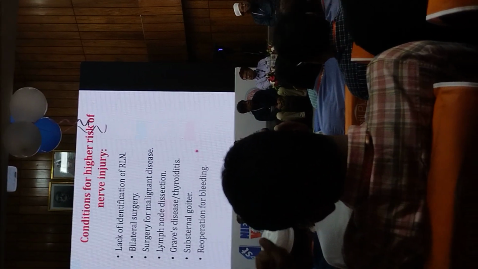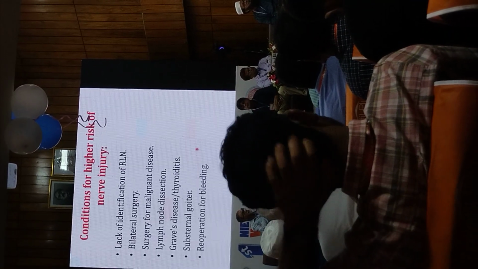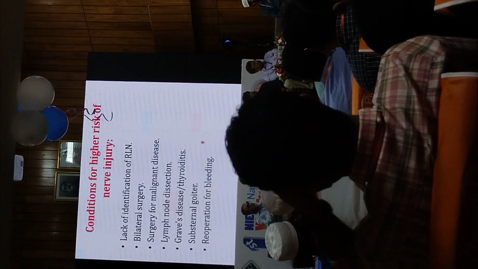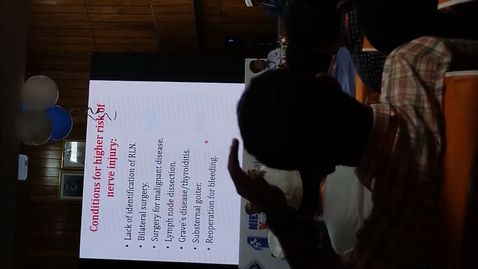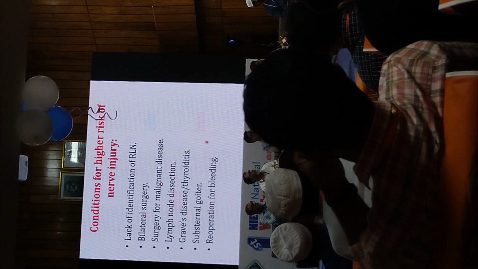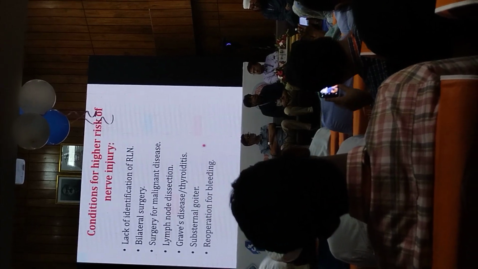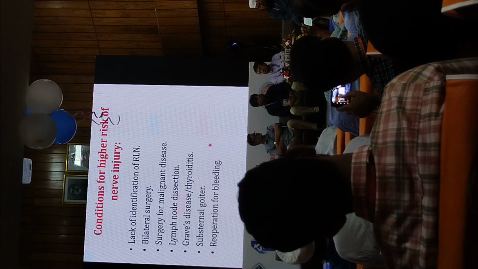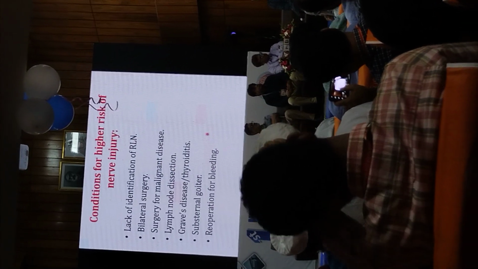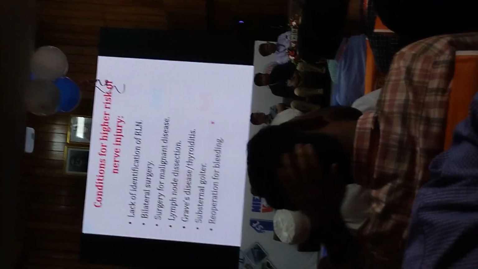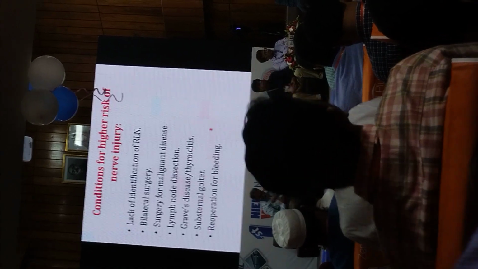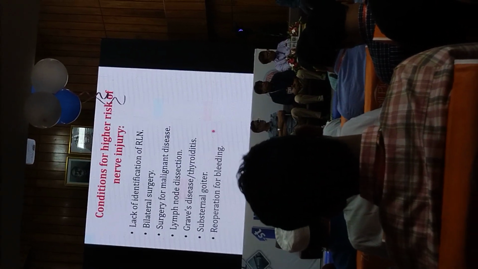Some conditions predispose the nerve to a higher risk of injury. That is, if you do not identify the nerve, or you are not able to identify the nerve, it is a risk. So without identification of the nerve, you cannot do thyroid surgery. If you do it, you may injure the nerve. So identification is the key to preserve the nerve. So lack of identification may injure the nerve.